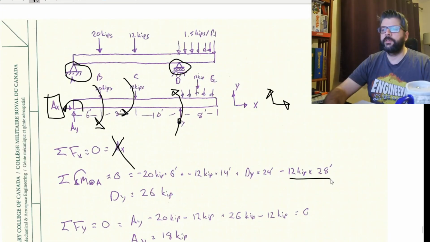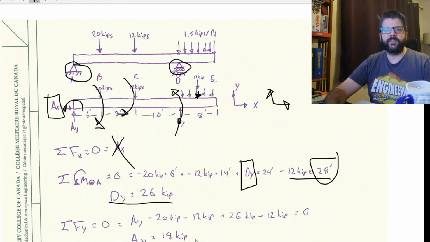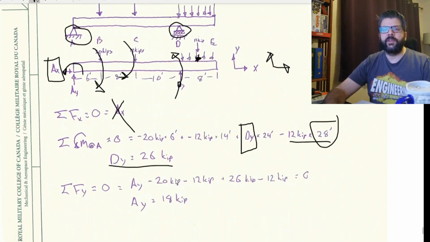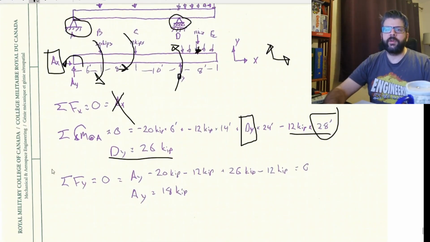So that distributed load is 1.5 kips per foot over an 8-foot span, gives us a resultant of 12 kips, and it is acting at a point that is kind of right in the middle of that 8-foot overhanging span there, so an additional 4 feet past the support, so 28 feet. And then based upon that, we've just got the one variable left, so we're able to solve for DY. It's 26 kips.